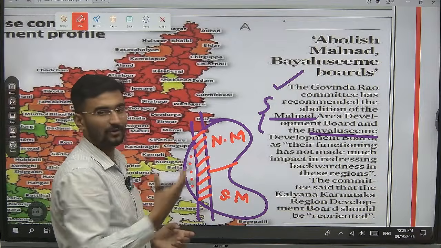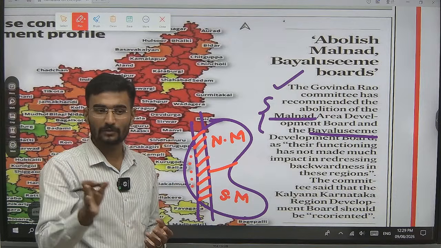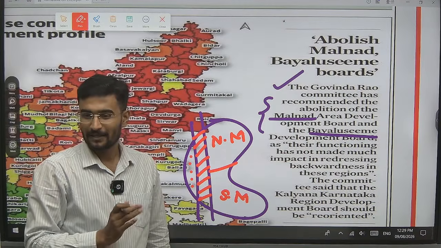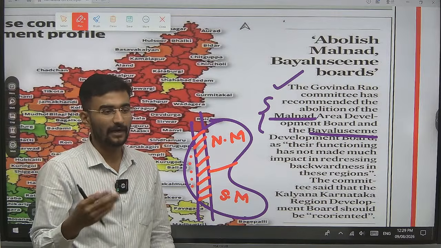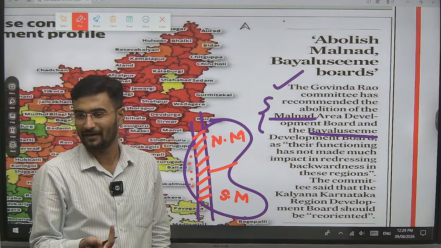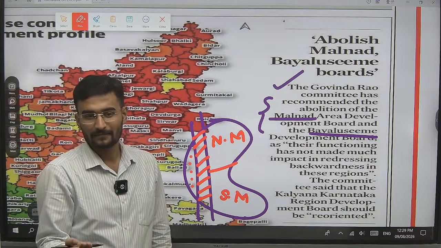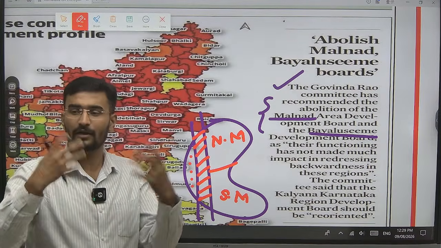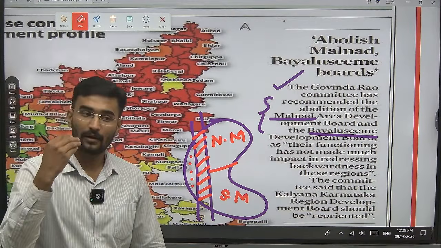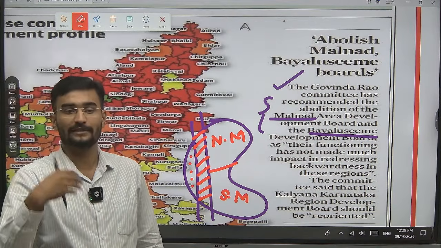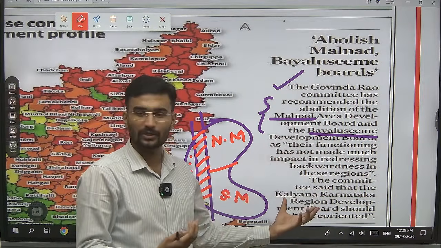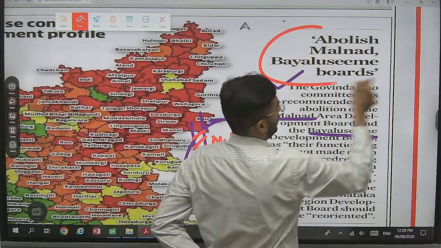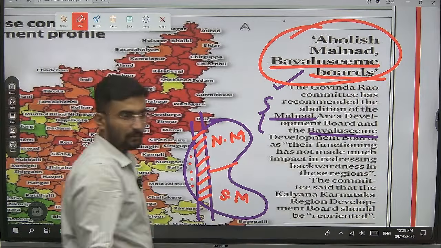But look at what Govinda Rao has said: abolish these, money is being spent on them for nothing, they are wasting and corrupting. Give money to the existing constitutional bodies, give them power, and they will do it. We already have a setup. Now when we have every setup, why are we not able to do it? And rather we are creating alternatives. Rather than making a cumbersome process, give the power to the local government, let them do it. And so we say abolish the Malnad Development Board and Bailusime boards.